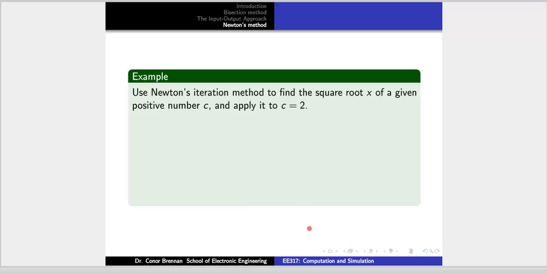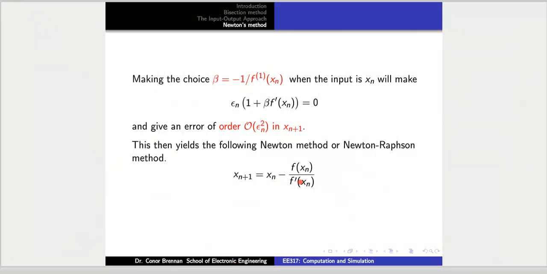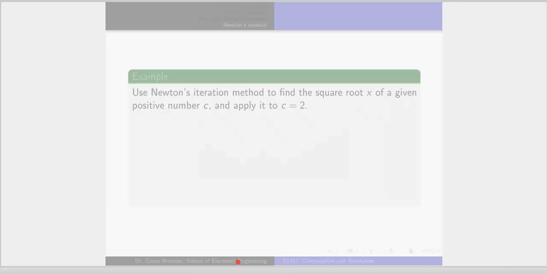Let's take the Newton-Raphson method and use it to find the square root of a given positive number. So apply it to c equals 2. In other words, get the square root of it. So let's make a function f of x equals x squared minus c. This will have a root when x squared equals c, or in other words, x is equal to the square root of c. Its first derivative, because we need to know the first derivative in order to apply Newton-Raphson. Newton-Raphson requires that we're able to work out first derivatives.